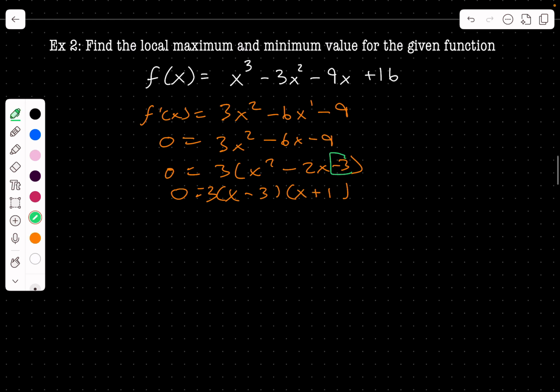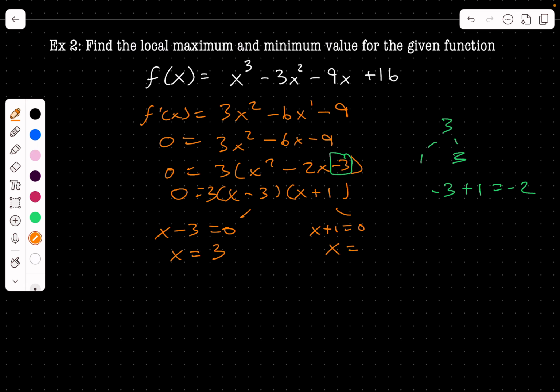Because again, if you were to look at this and list out the factors, you would get basically just 1 and 3. And when you look at these numbers, when added or subtracted, when does it give you -2? Well, it gives you -2 when you do this, right? Therefore, we're going to put in a -3 and a +1 in here. Let's set this equal to 0. x minus 3 equals 0, x plus 1 equals 0, x equals 3, x equals negative 1.